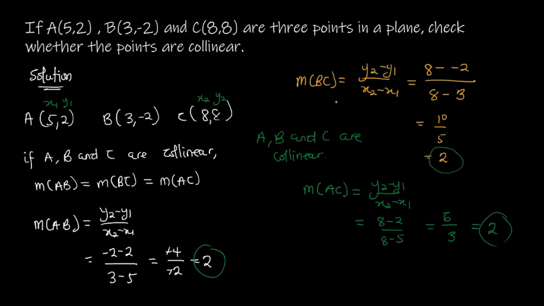This is how we use the slope or the gradient formula to find if 3 points are collinear points on a straight line. Now in the next video, we'll be looking at how to use the area of a triangle formula to find if 3 points are collinear or not.